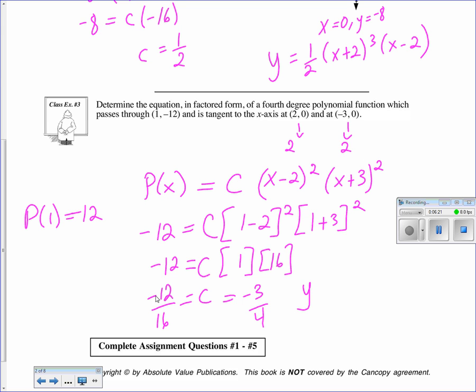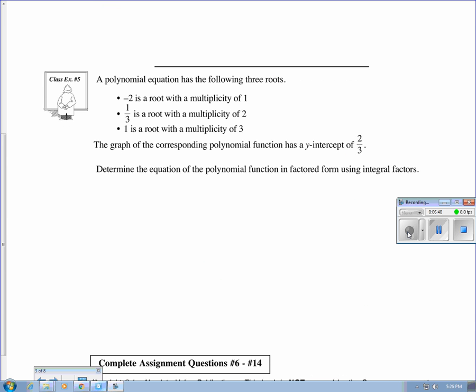My polynomial, which we're preferring to write as p statements, p at x is equal to negative 3/4 times x minus 2 squared times x plus 3 squared. And we'll try one more example, and then this unit will be done. So trying the translation on this.